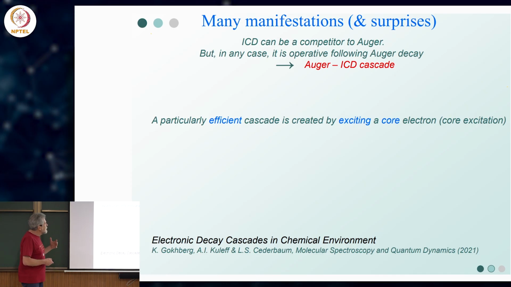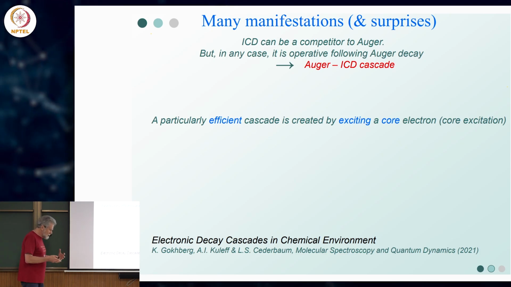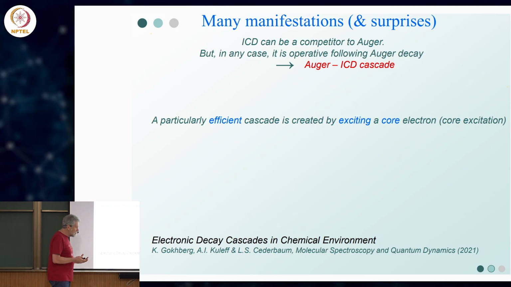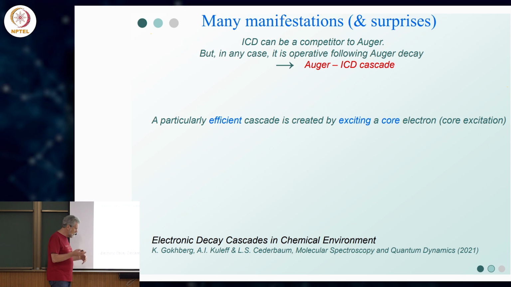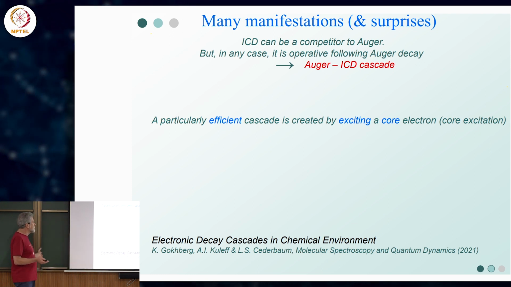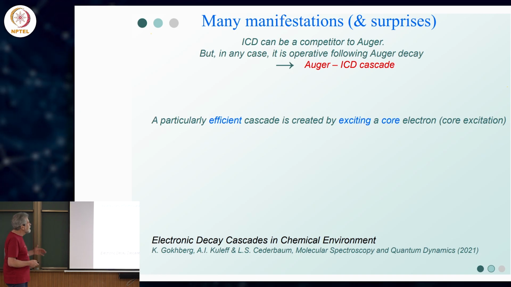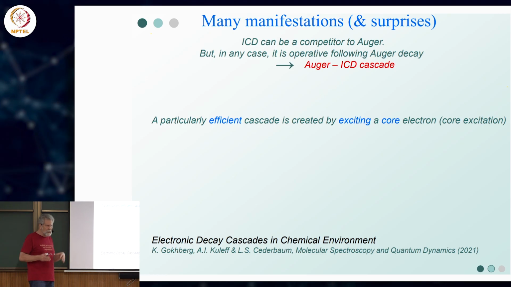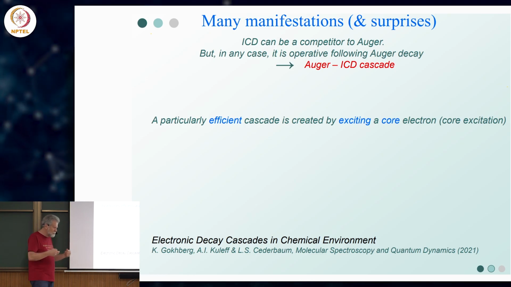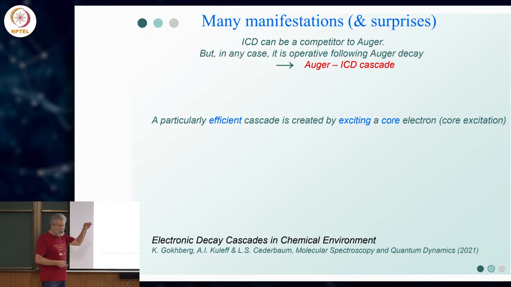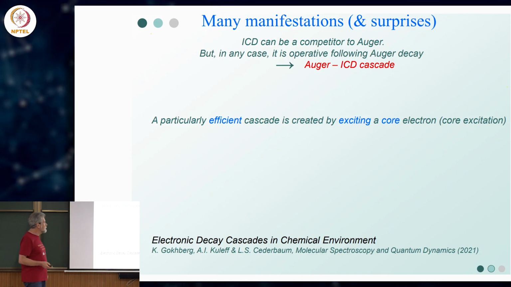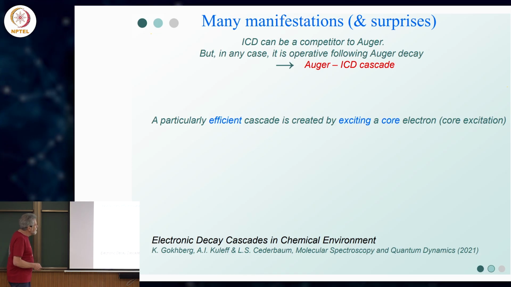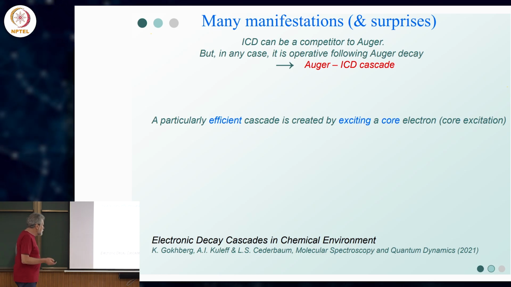So it can be a competitor to Auger. It means that Auger is very fast, but ICD can also be very fast if you have many neighbors. So it can really go partly to ICD, partly to Auger, but usually Auger wins if there are not many neighbors. Now, in any case, in an environment after Auger, you will always have ICD, because many states of the dication, trications, which are produced by Auger, are excited and have enough energy to undergo ICD with the neighboring atoms or molecules. No?